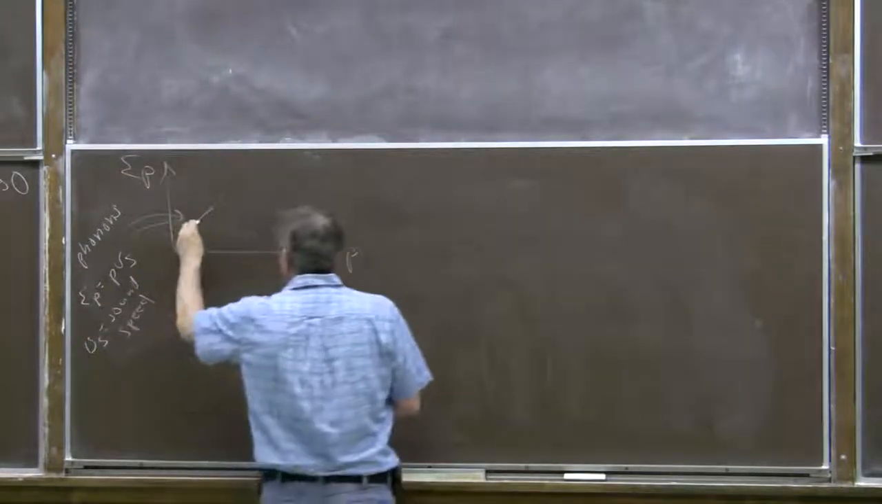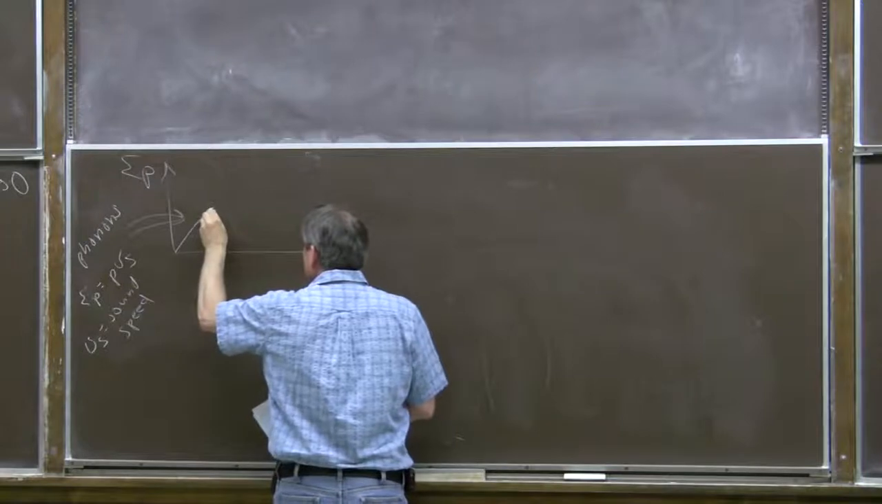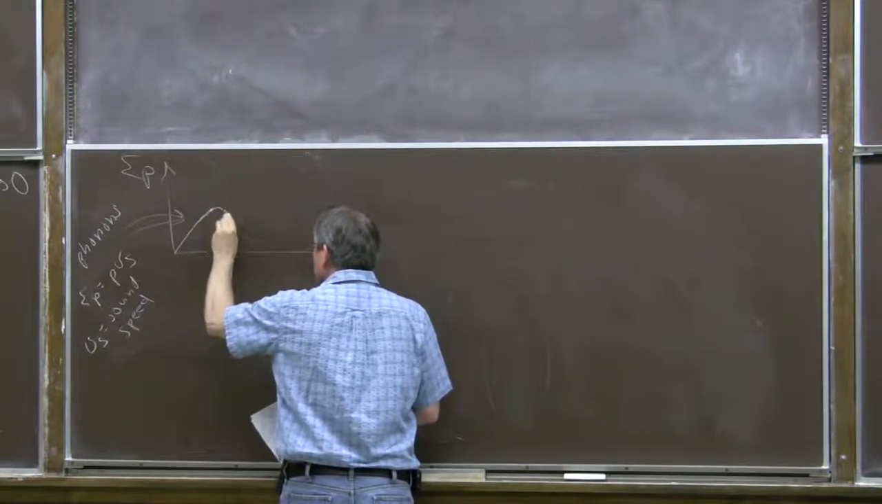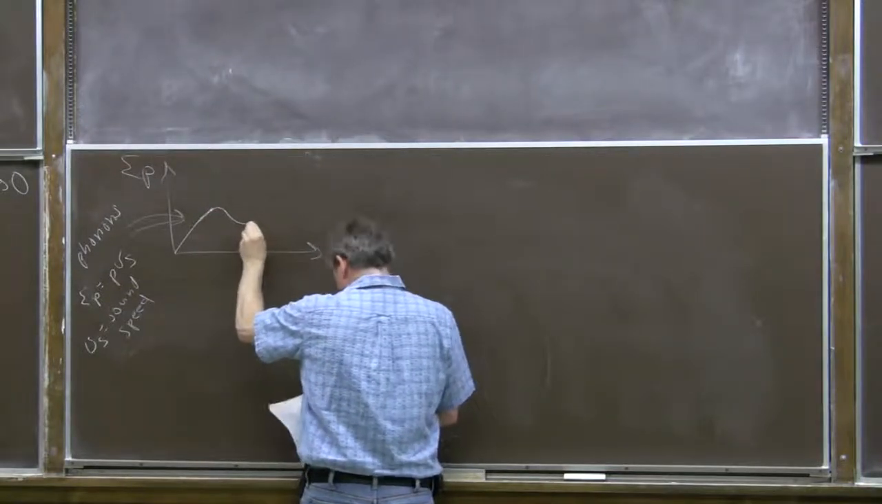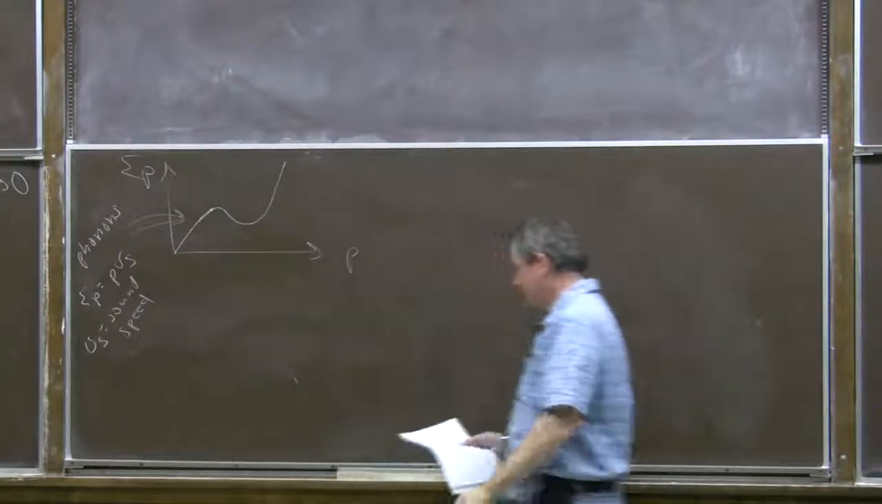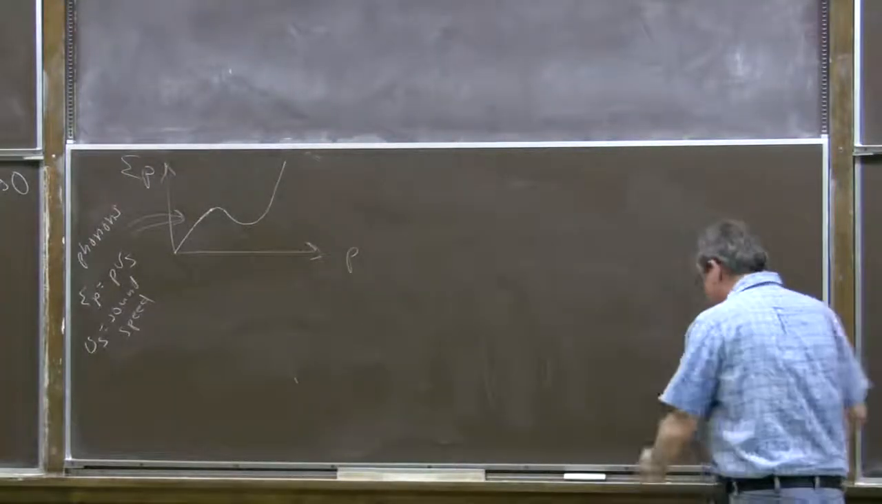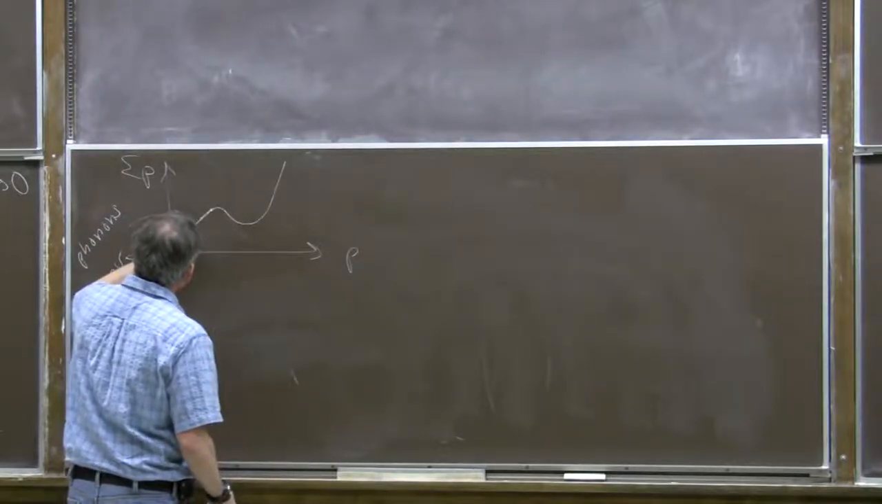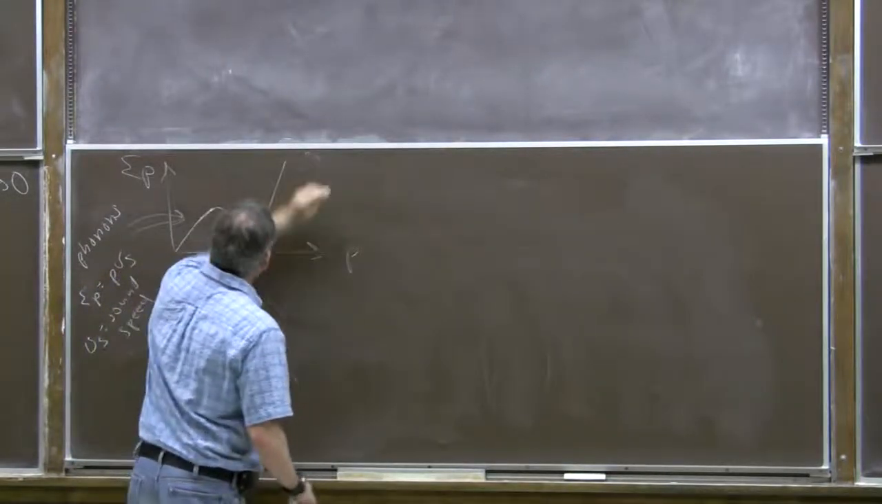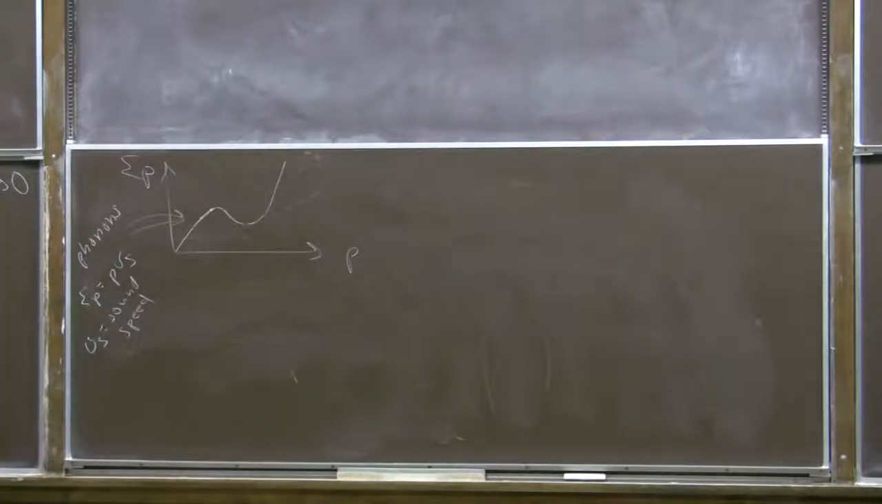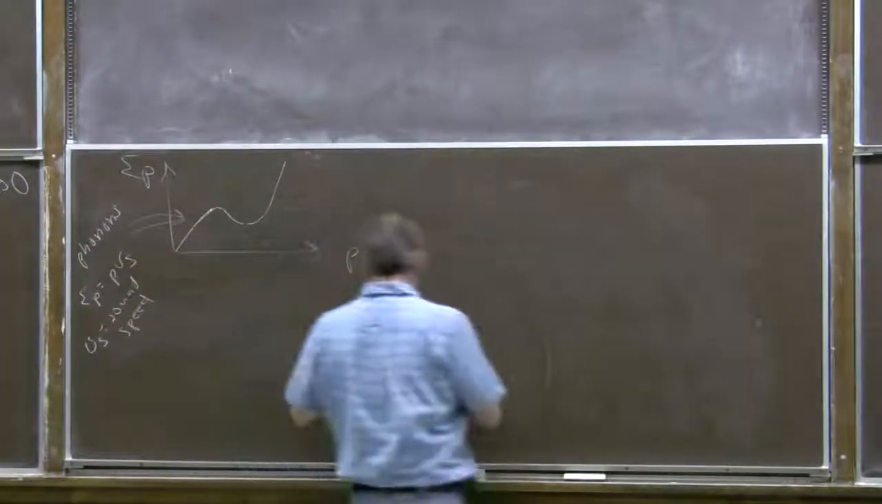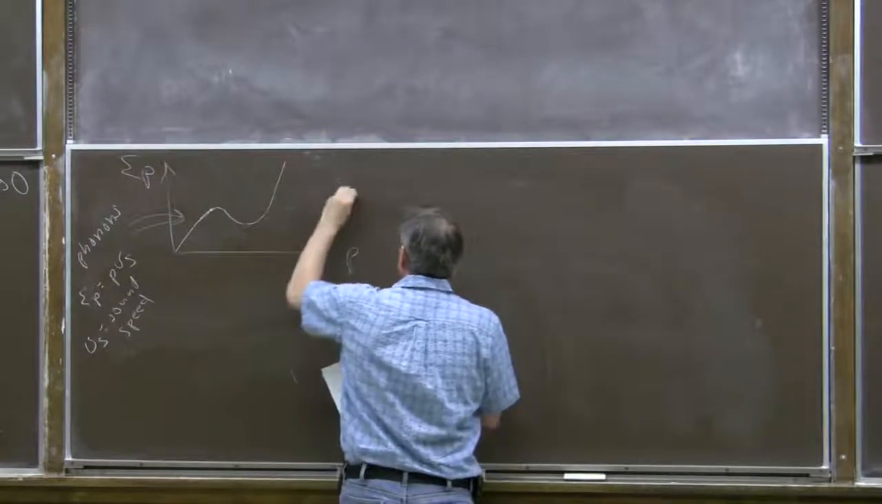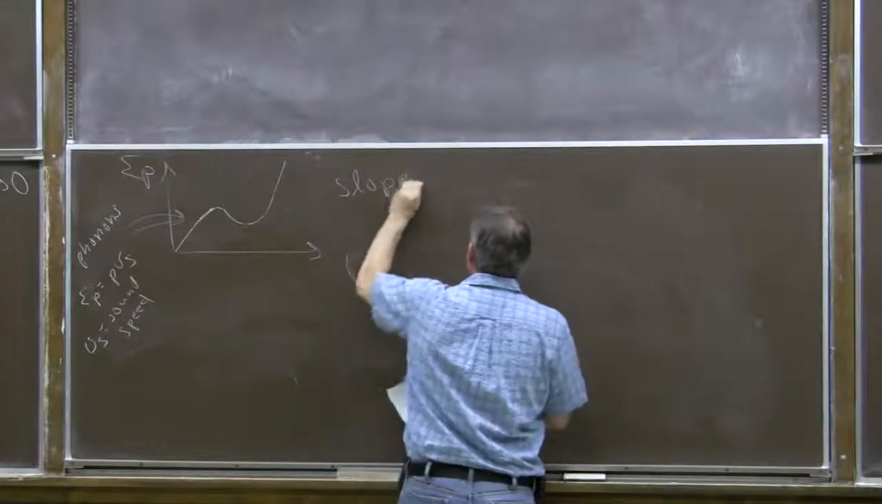And then some kind of complicated stuff happens, which you need to take into account the hardcore interactions to understand. And the dispersion looks something like that. And so what determines the critical velocity is really this tangent to the curve, which has the minimal slope. And that's the critical velocity.